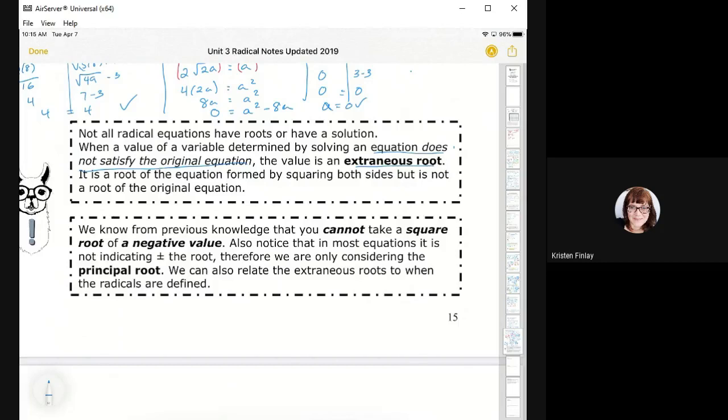Also notice that in most equations, it is not indicating plus minus the root. Therefore, we're only considering the principal root. And the principal root is the positive root, okay? So this is the positive root, okay? So we are not playing games there and saying, oh, we can take the negative root. No. And we can also relate the extraneous roots to when the radicals are defined. Okay, so let's keep working on this. So let's take a look at the next page.